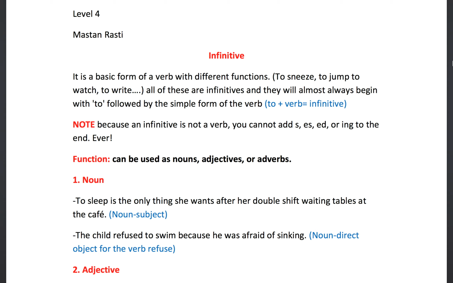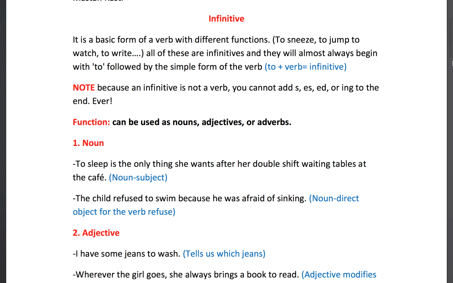It is made of to plus the verb base, but it is not functioning as a verb in a sentence. So you can have it as a different form instead of a verb. All of these are infinitives, and they will almost always begin with to, followed by the simple form of the verb. This is the rule: to plus verb equals infinitive.